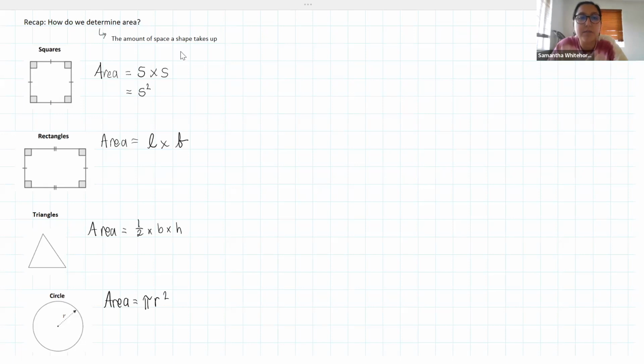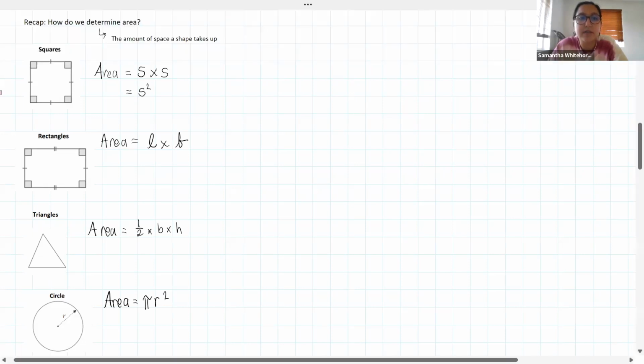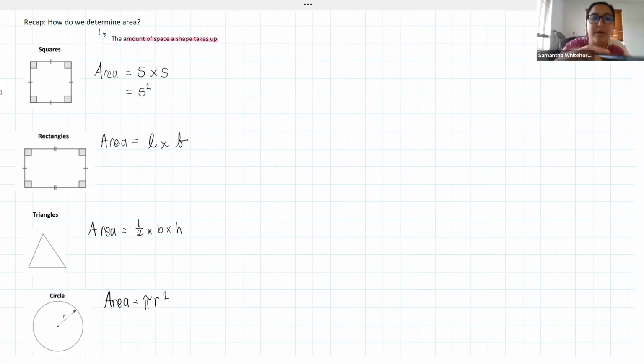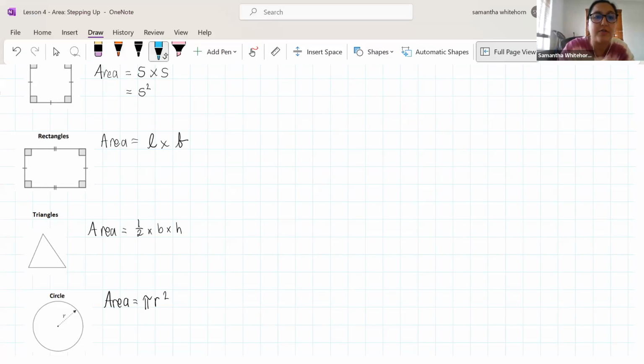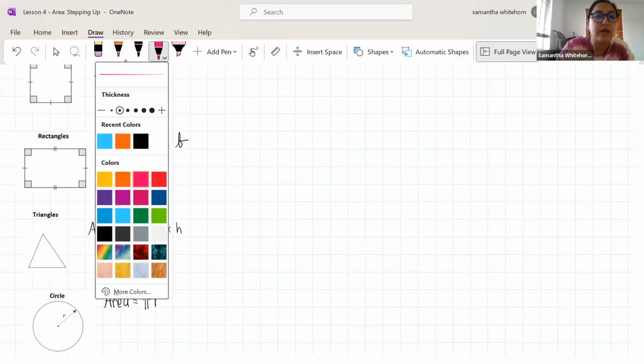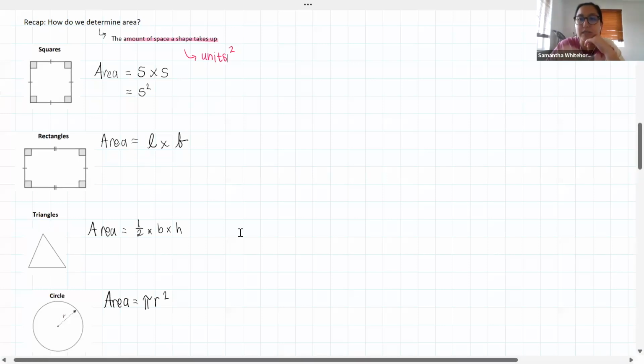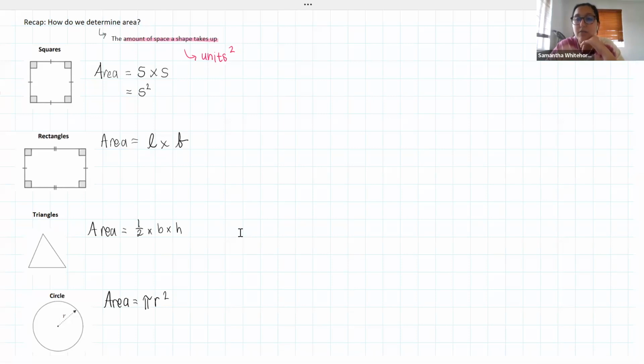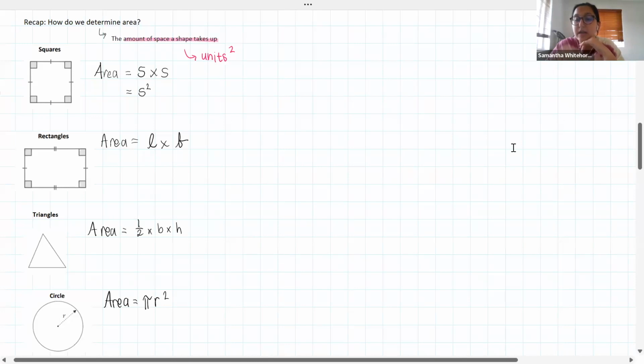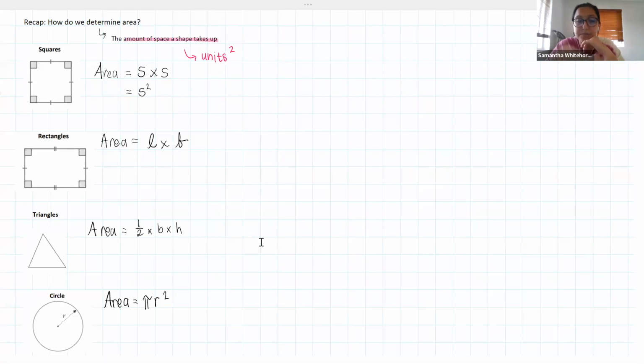Now, grade 8s, please remember that area is the amount of space that a 2D shape occupies or takes up. And very importantly as well, we need to remember that area is measured in units squared. So whenever you're giving your answer, you always need to have units squared in your answer because it's an area. Again, I explained why this is the case on Monday, so go and have a look at the video if you need that explanation.